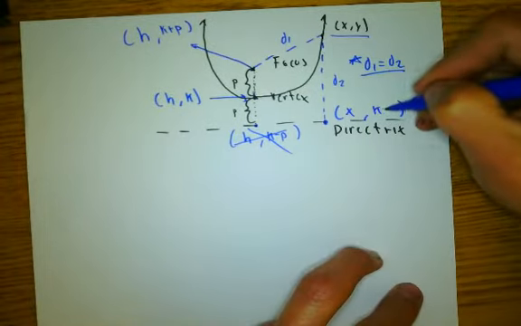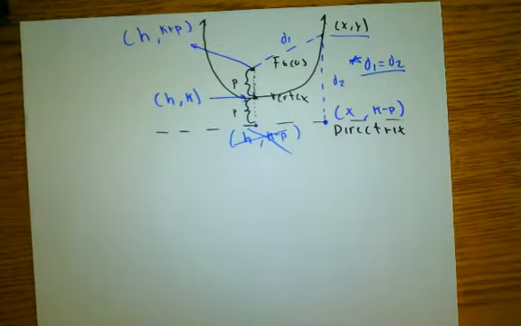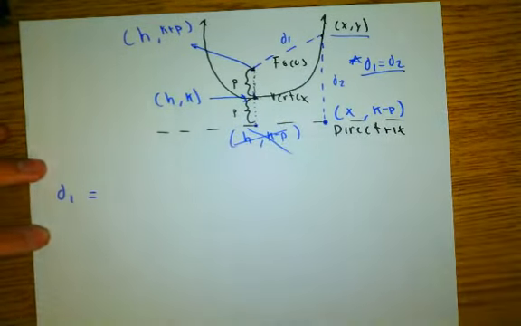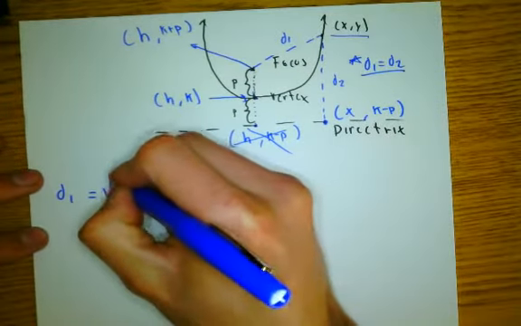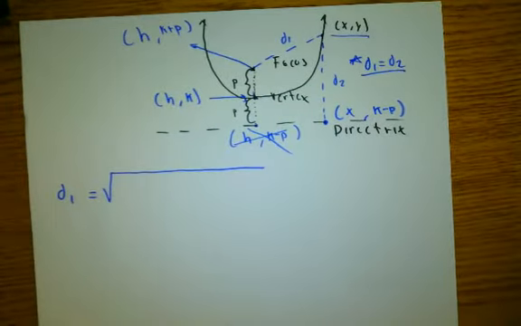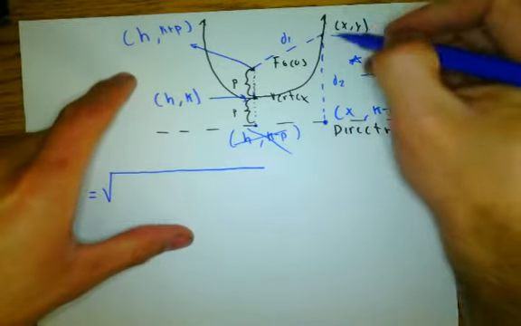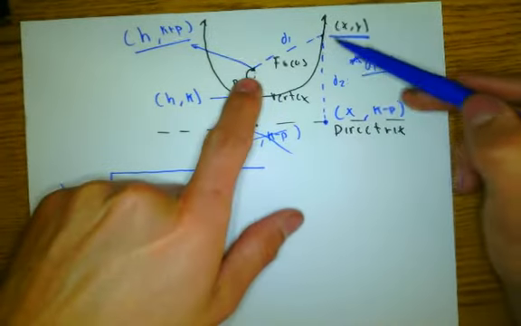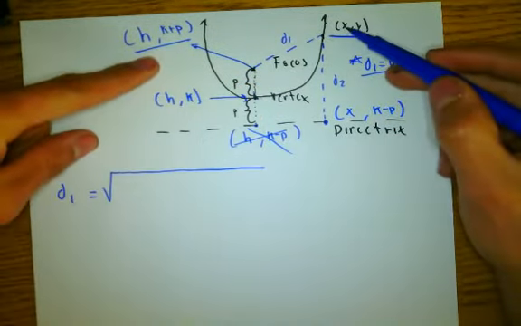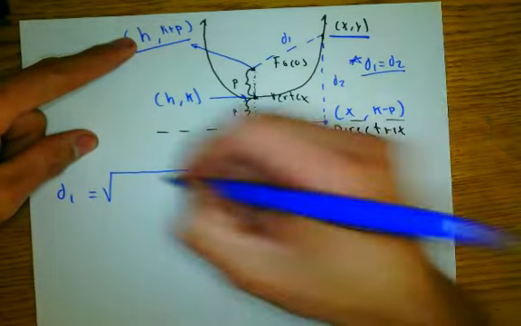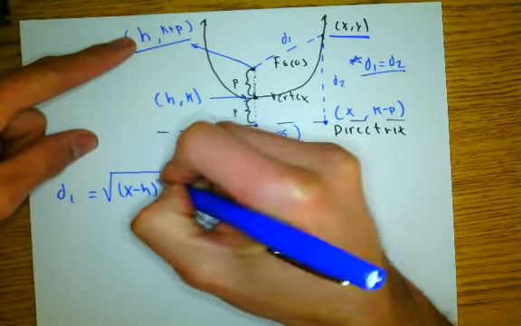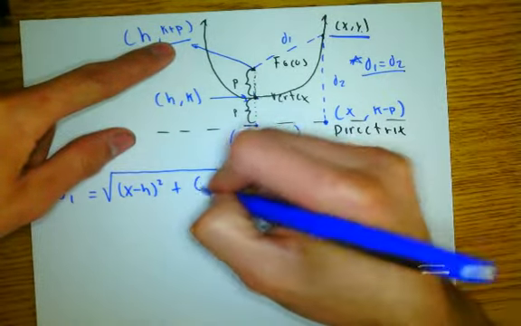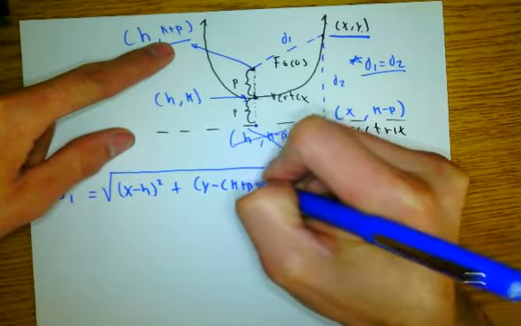Cool? Alright, so first of all, how would you find the distance for D1? Well, we just talked about the distance formula earlier. So we're going to use this point and this point. I know that everything's kind of all over the place, but just follow the arrow. So we'll find the distance between this point and that point. Can I say x minus h squared plus y minus k plus p squared? So that's distance 1. Agreed? Okay. What about distance 2?